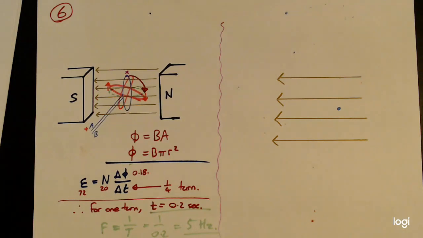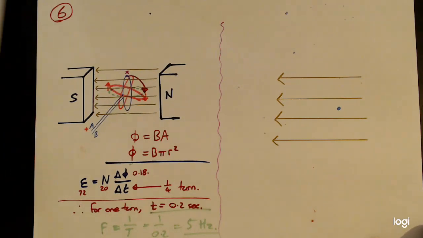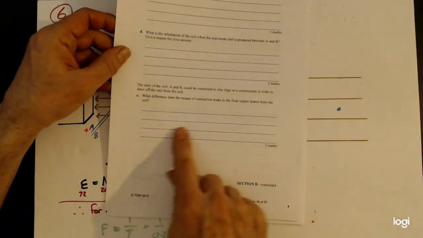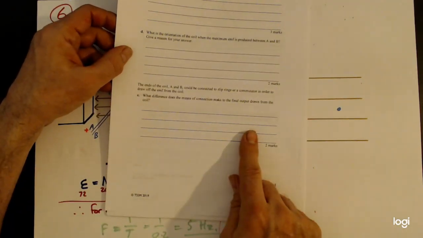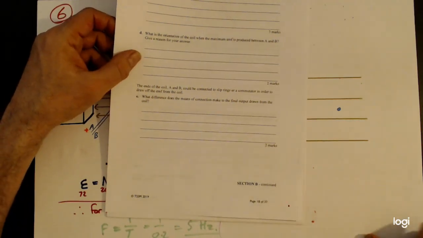All right. And part E is all about slip ring commutators versus split ring commutators. They just call the split ring a commutator in this one. It says the ends of a coil A and B could be connected to slip rings or a commutator in order to draw off the EMF from the coil. What difference does that make, basically? By the way, just because they've got lines there, that doesn't mean you can't do a drawing. You can actually answer this using a graph. Let me show you.